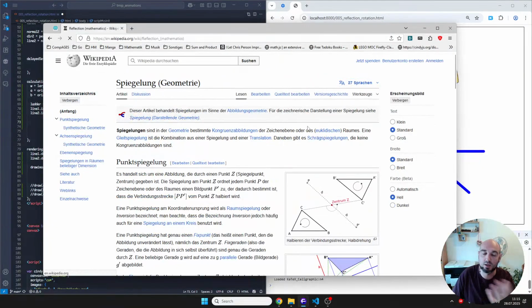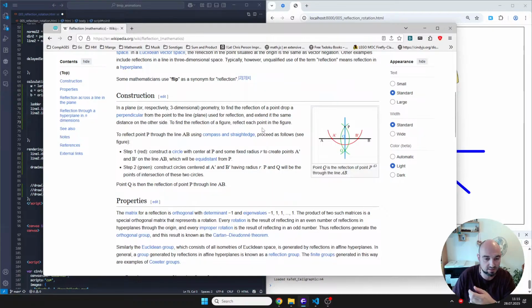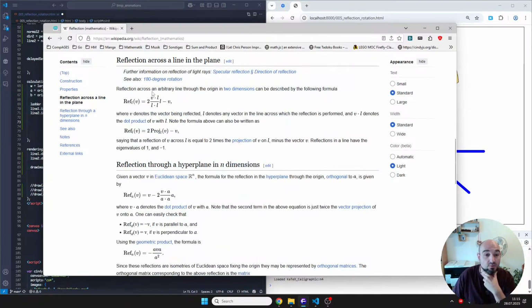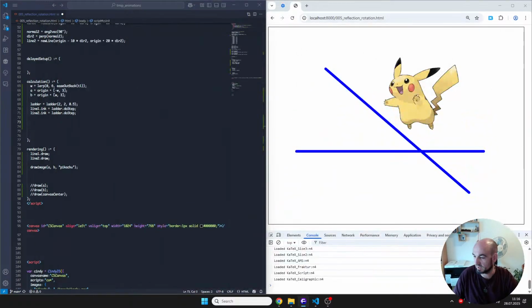I know that I can derive the formula myself, but I won't make it correctly. So reflection across an arbitrary line through the origin in 2 dimensions can be described. Fantastic. So we have L is any vector in the line. Oh, that's nice. Okay, so L is that correct? So L is our direction, not a normal vector. All right, so yeah, it's the other way around, I think. Right. Okay. So we have the formula.